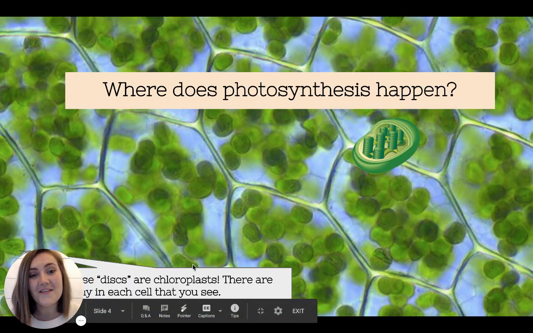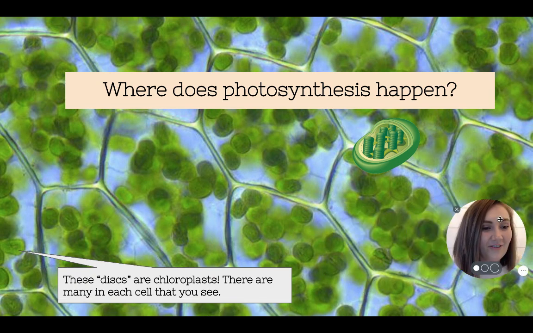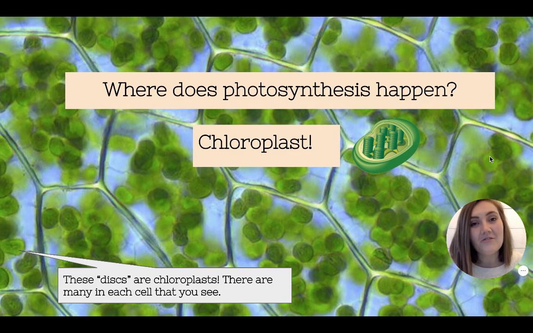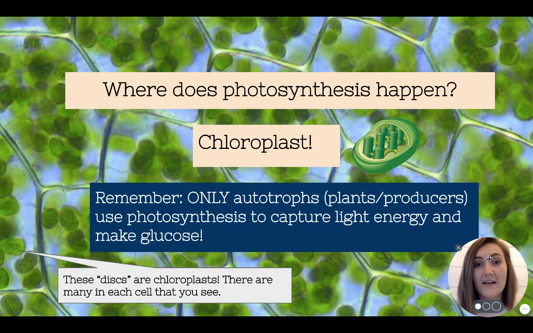All right, so where does photosynthesis happen? I'm going to move my little profile picture over here. There we go. And this happens in the chloroplast. We have learned about chloroplasts in our previous unit. Chloroplasts are found only in autotrophs. So these are your plants, your producers. They're using this process to capture light energy to make glucose.